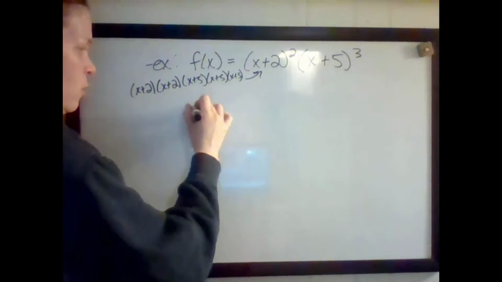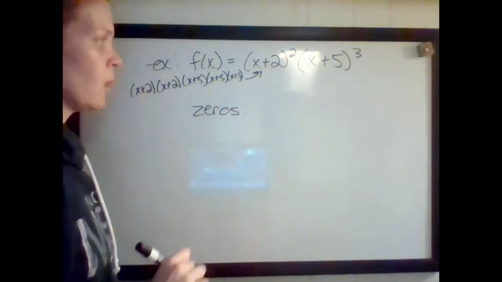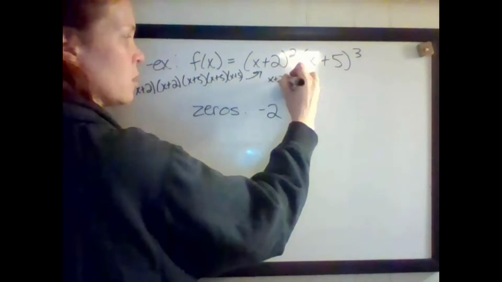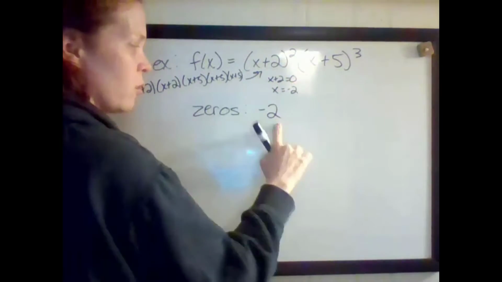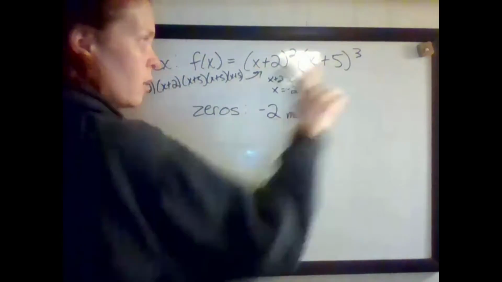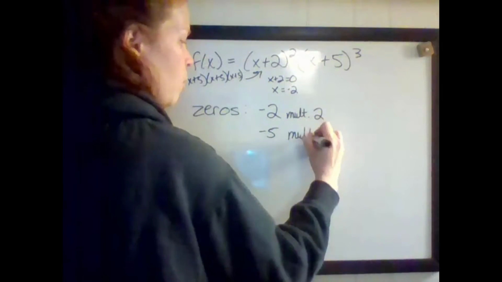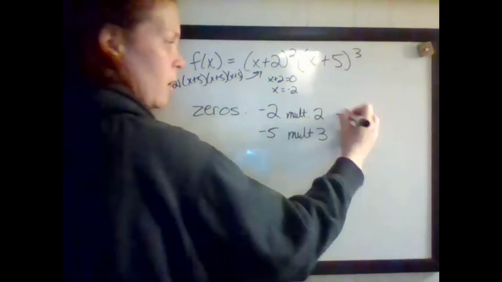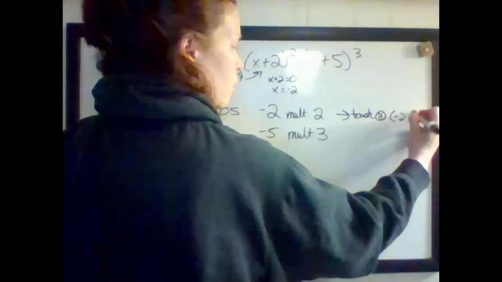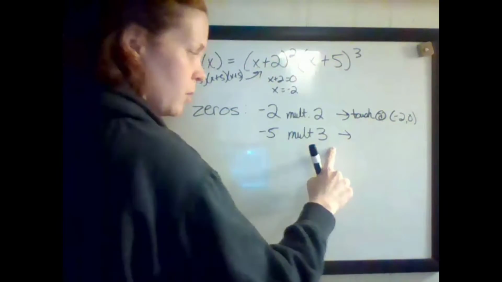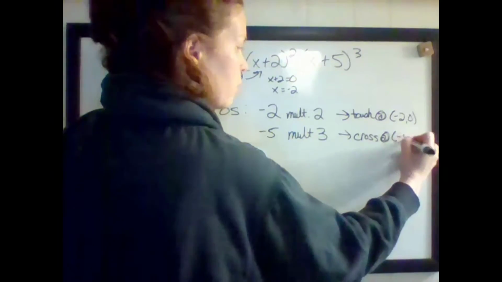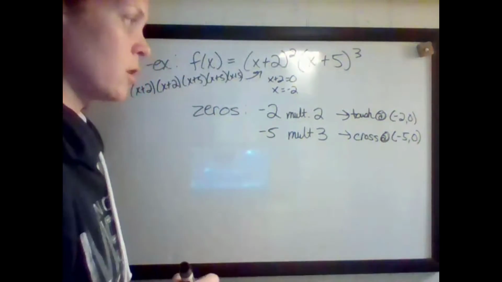So what do we have here? Let's see what our zeros are. What's going to make this 0? -2. So if I said x plus 2 equal to 0, x would be -2. So -2, multiplicity 2. And then the other one is -5, multiplicity 3. So what's going to happen at -2 is that it's going to touch at -2, 0. Here it's an odd multiplicity, so it's going to cross at -5, 0.